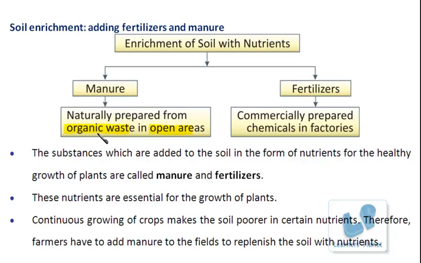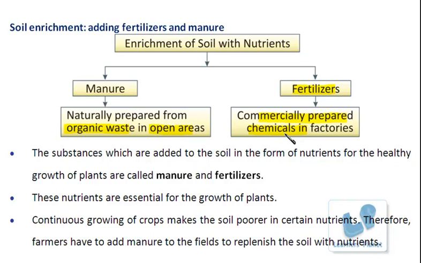So when manure is added in the soil during plowing, of course it is enriching the soil with the nutrients. On the other hand, the fertilizers are also used. Fertilizers are the commercially prepared chemicals. These prepared chemicals have the specific nutrients which are required for the growth of the plants. So this process, that means addition of this manure or the fertilizers to the soil so as to replenish it with the nutrients, is known as manuring.